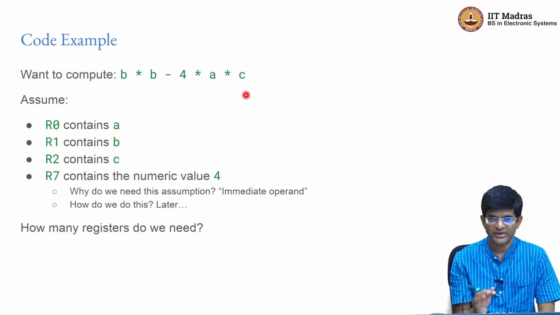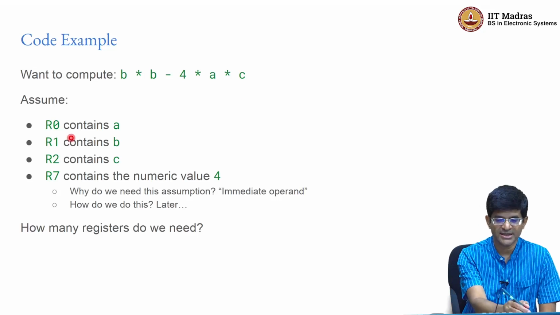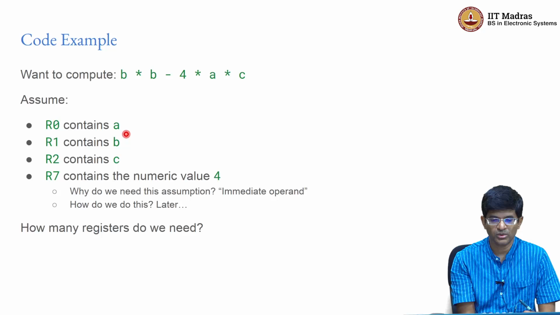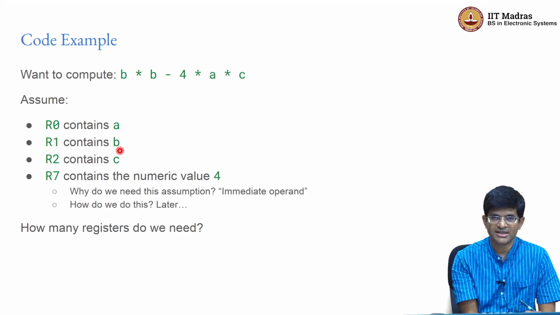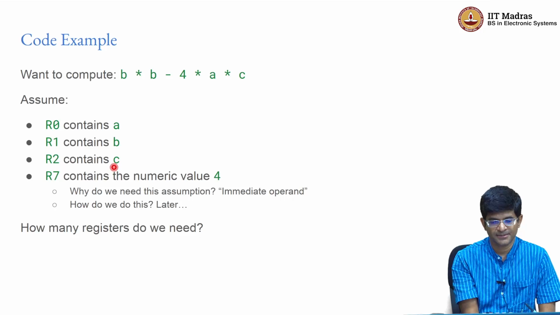So, once we have pushed that aside, I am making certain assumptions out here that R0 contains the value A that I want to work with, R1 contains the value B, R2 contains the value C, okay.